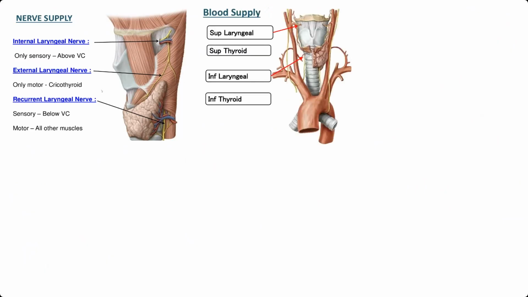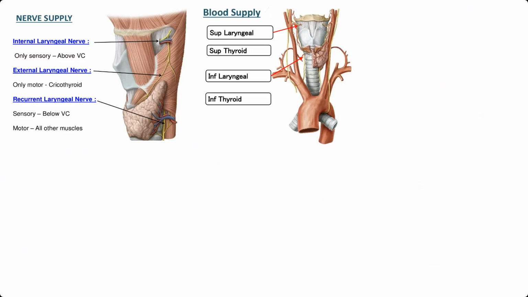Now this is a picture to remember the nerve supply. You have the internal laryngeal nerve going, a superior branch of the superior laryngeal, which supplies sensation above the vocal cord. The external laryngeal supplies the cricothyroid muscle, and the recurrent laryngeal nerve supplies sensation below the vocal cord and all the other intrinsic muscles.